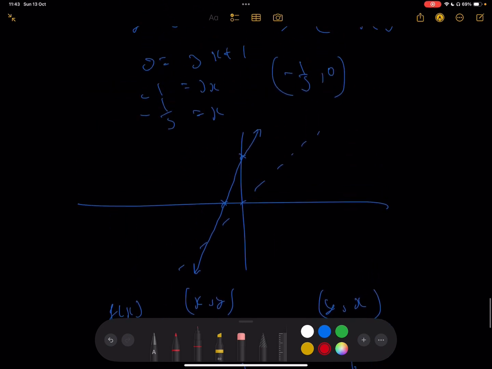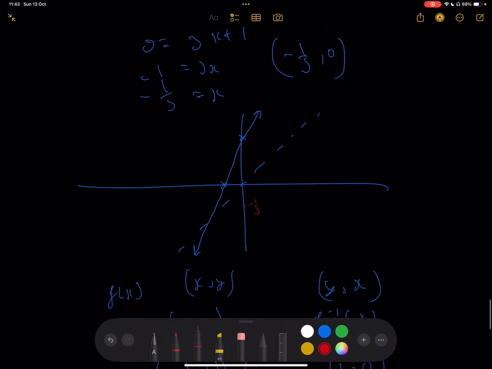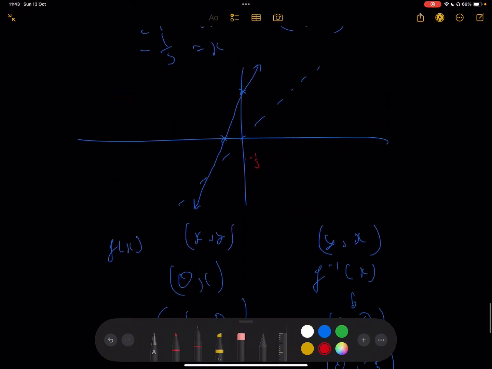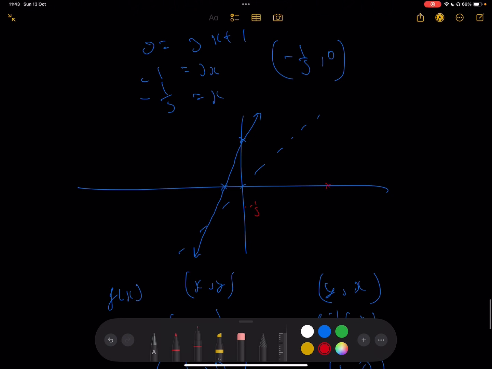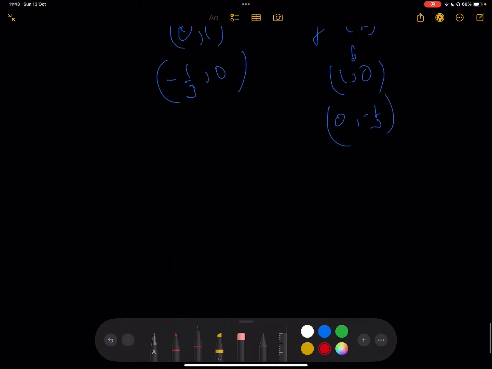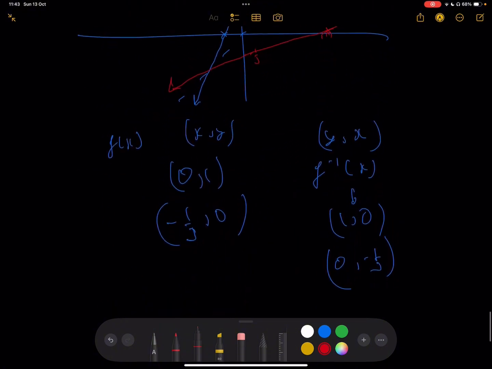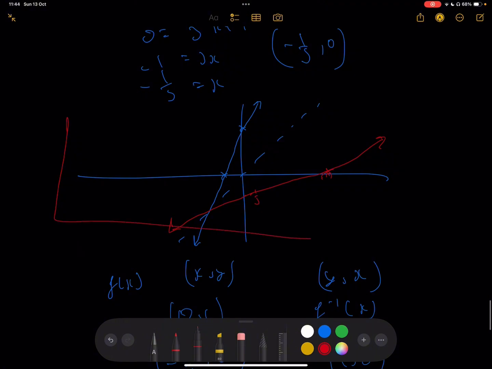So we can draw this like so. This is going to be 0, negative a third. And then 1, 0 would be here. So we'll draw this on, and it's intercepting there. And that'll be our intercept. Right. So now we're trying to find the inverse function of f of x using coordinate geometry and the gradient of the inverse function of f of x from this graph here that we've just drawn.